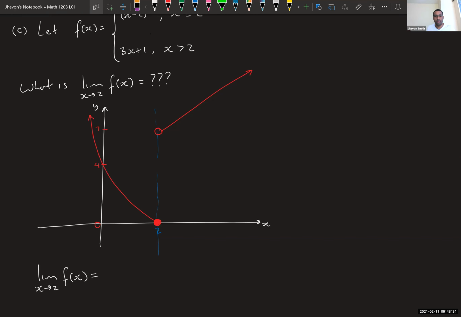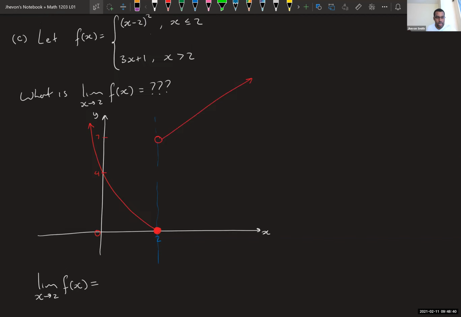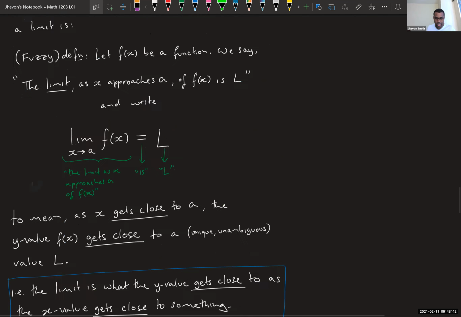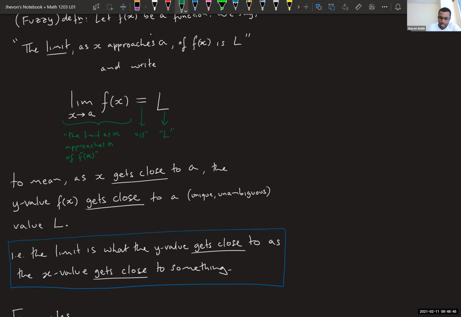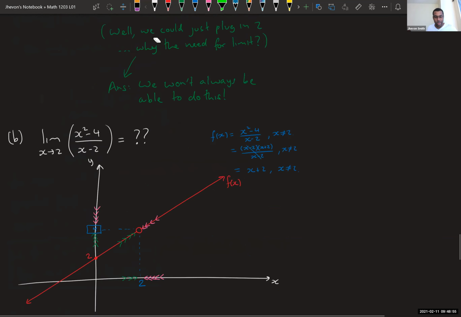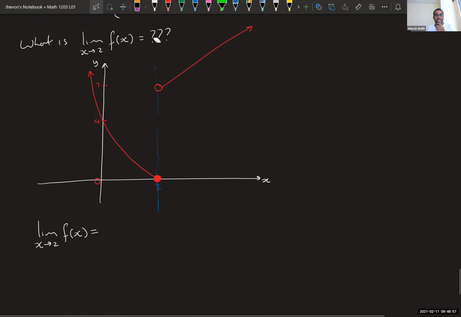Would it be like two answers, where you do like 4 and 7? Ah, could it be? Let's look at our definition. See this part of the definition? Unique. So no, there cannot be two answers. So knowing that there cannot be two answers, what do you think?